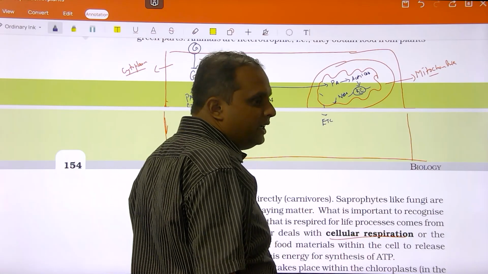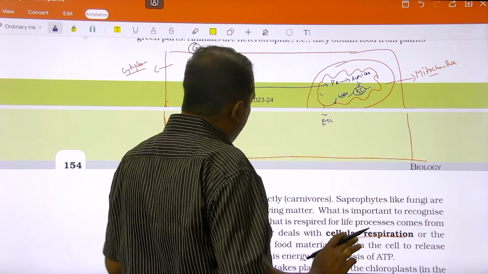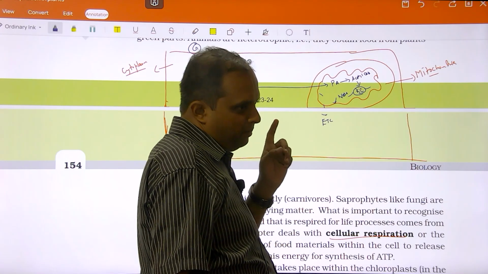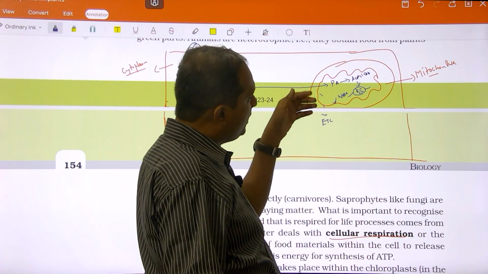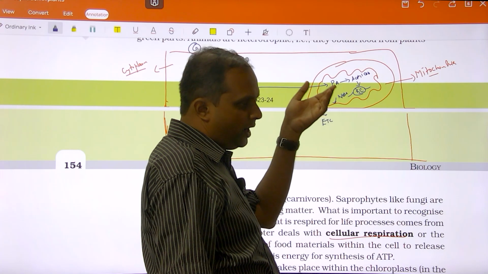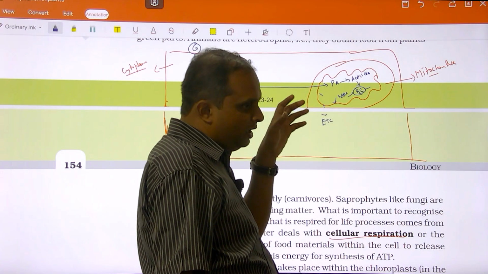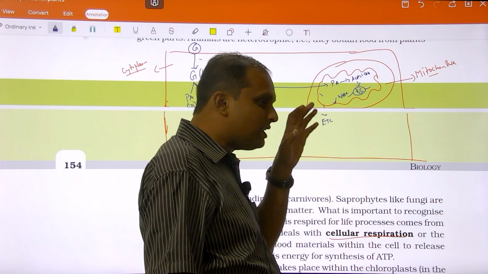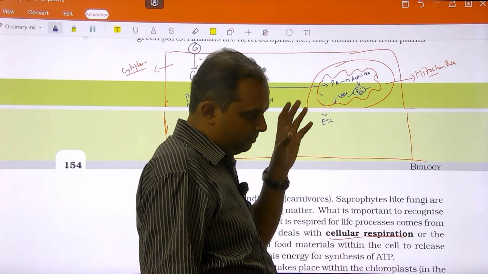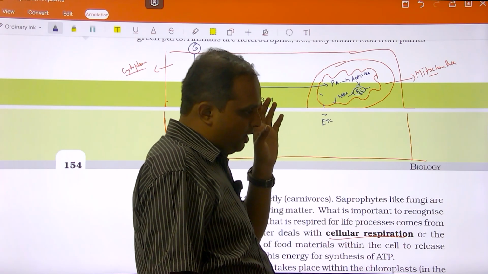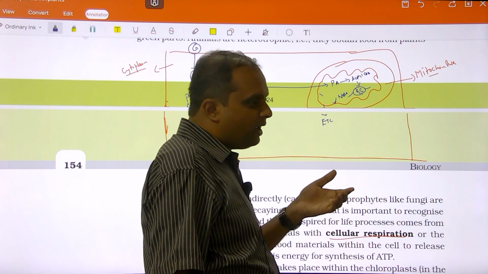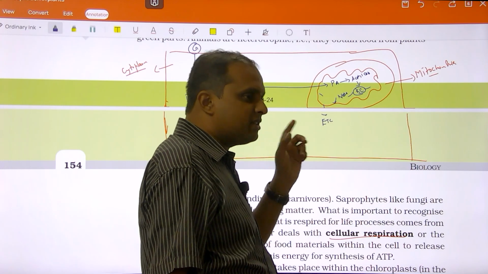Okay, what is there? ETC. Is it understandable? In the presence of O2, pyruvic acid will directly get into the mitochondria. In the mitochondria, pyruvic acid will get converted to acetyl CoA. Acetyl CoA will join the Krebs cycle. Krebs cycle will generate a lot of NADH, FADH2. Understand this, right? For further in-depth understanding, we will discuss these things in detail, right?